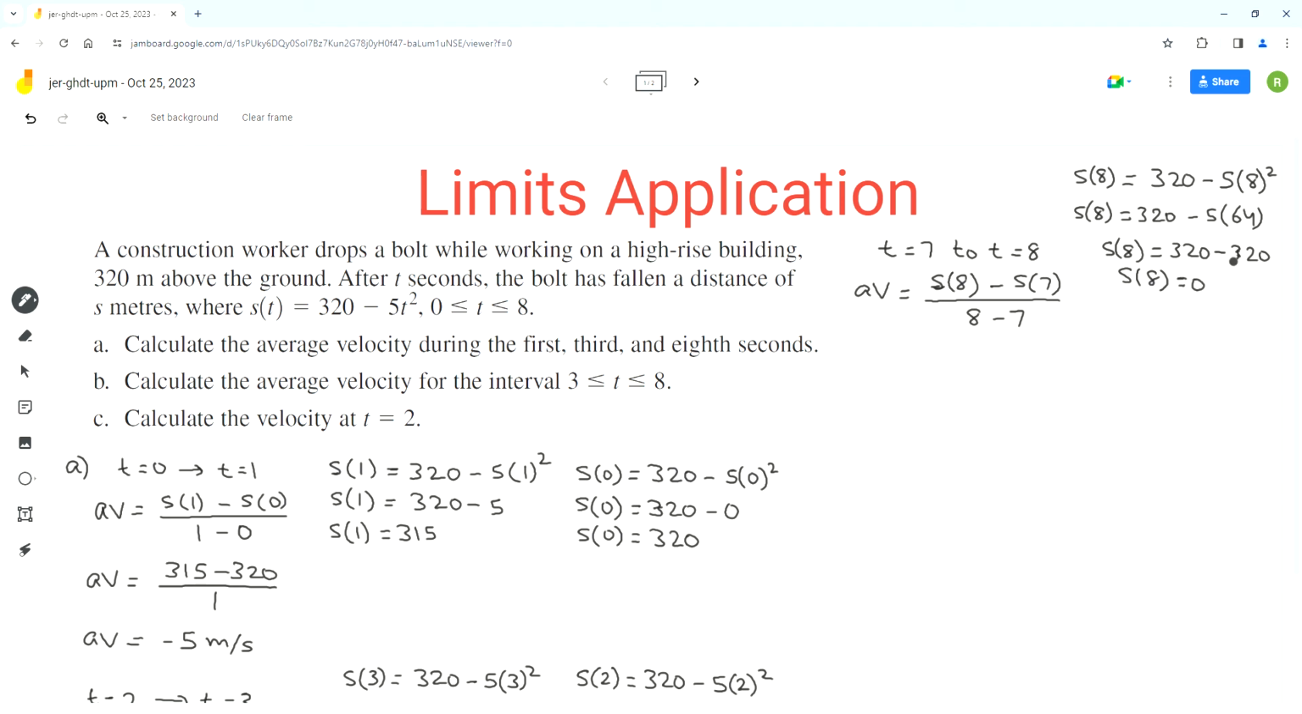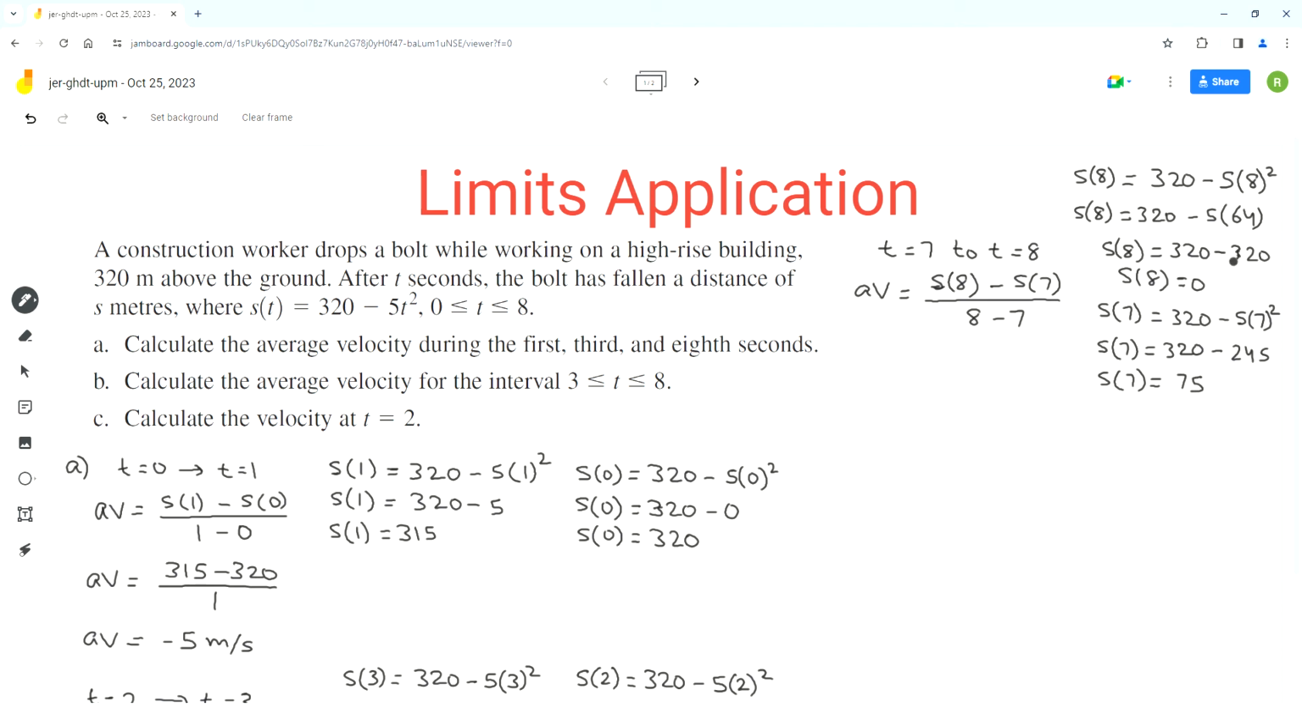Now we have to calculate s at 7. So we'll sub in t as 7. So 320 minus 5 times 7 squared. So now we can evaluate it. So s at 7 will be equal to 320. So 5 times 7 squared will be equal to 245. And then we can do 320 minus 245 equals 75.